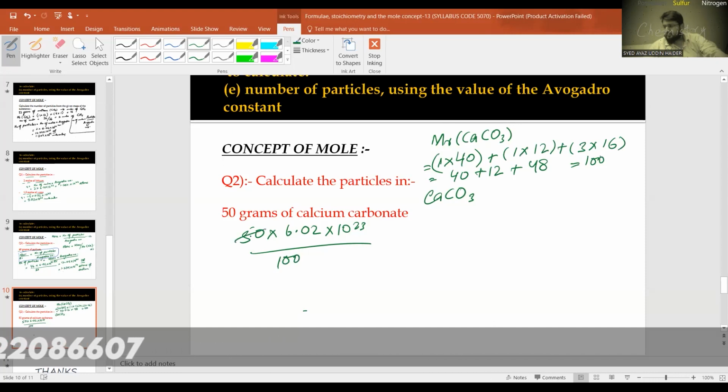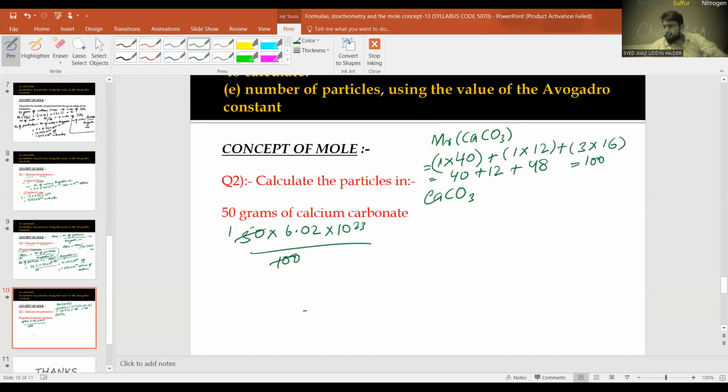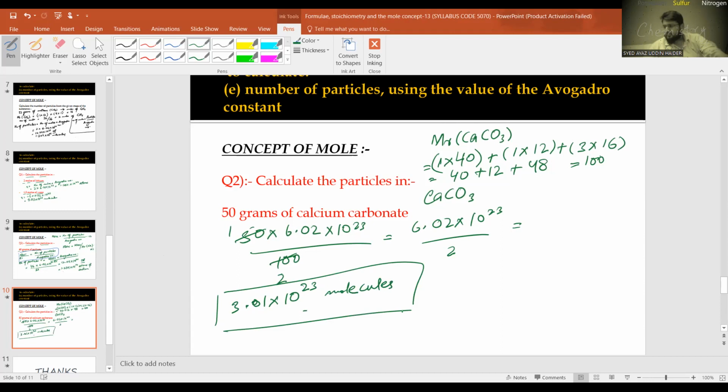50 divided by 100 will get 1 by 2. So 6.02 into 10 to the power 23 divided by 2. If you divide 6.02 by 2, you will get 3.01. 3.01 into 10 raised to power 23 molecules. Calcium carbonate is CaCO3 molecules. So this will be the final answer for this question.